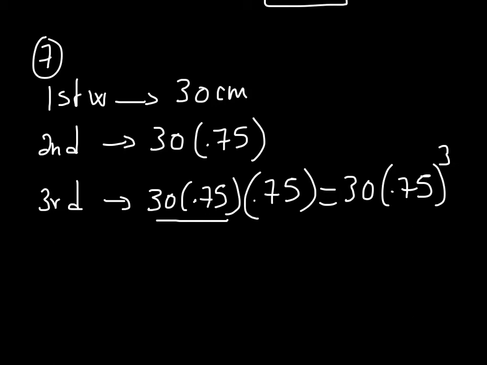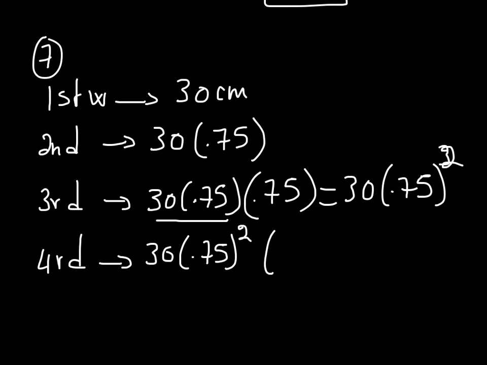And as you can see, every single time we count those swings, it's going to be 75% of the previous one. So the previous one was this one, squared, 0.75 squared, and you're just going to have to multiply by another 75% of the previous distance.